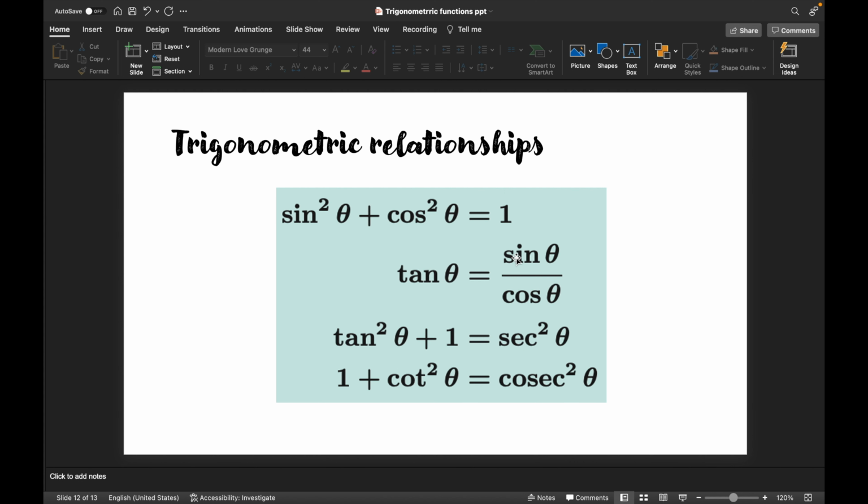And then we have tan theta, which is sine theta by cos theta. And the third one is tan squared theta plus 1 equals secant squared theta. Finally, we have 1 plus cot squared theta equals cosecant squared theta. Also, you should remember the reciprocal ratios. So 1 by sine x is cosecant x, 1 by cot x is tan x, and 1 by secant x is cos x.